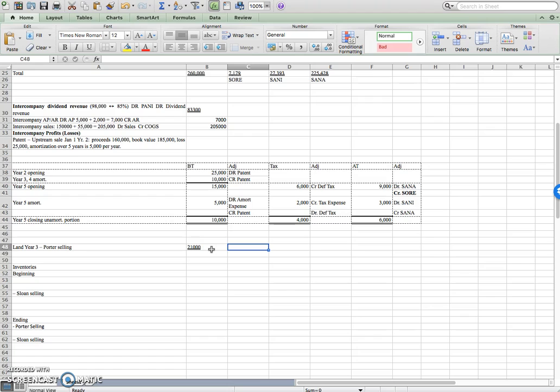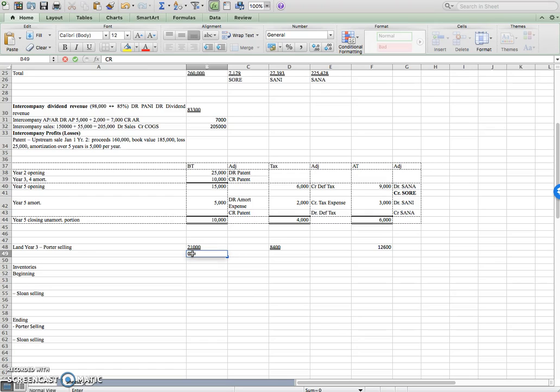Then, from a tax perspective, we're still just going to take that 40%. They haven't given us enough information to do a different kind of, or more detailed tax calculation. And then, let's do the difference between the two. 12,600.